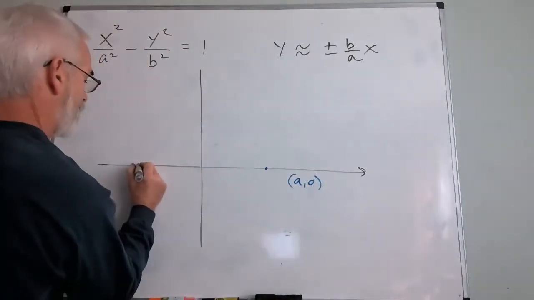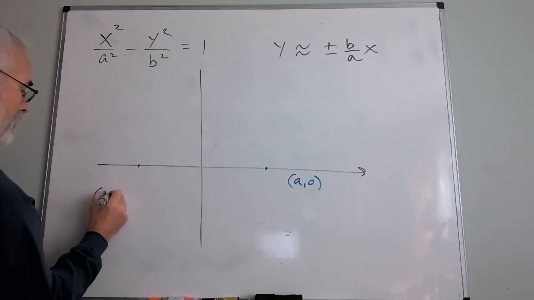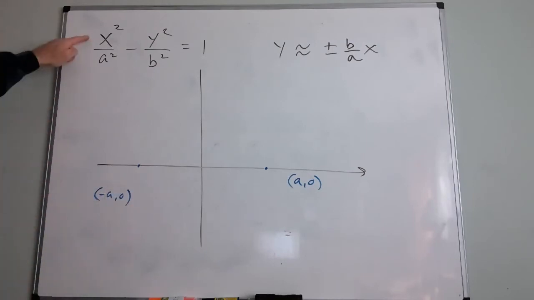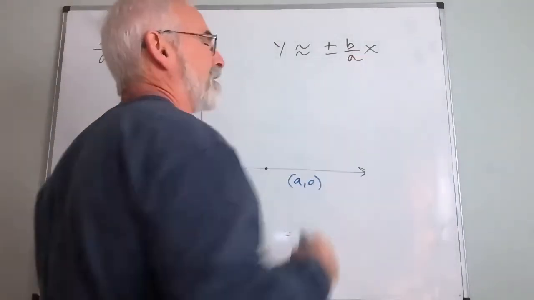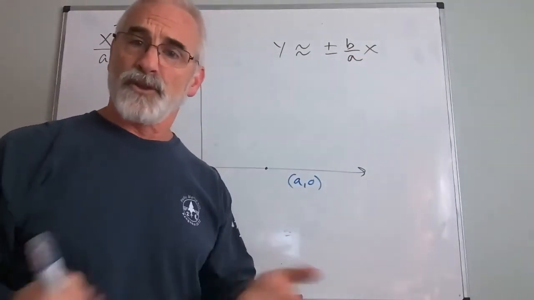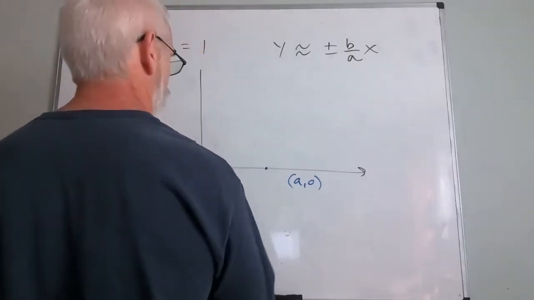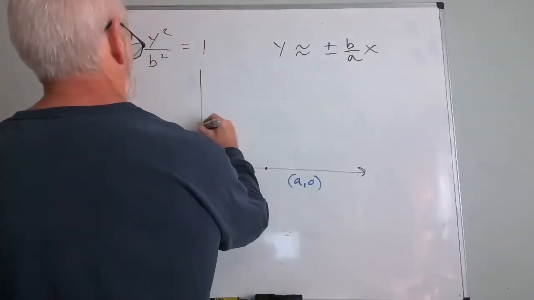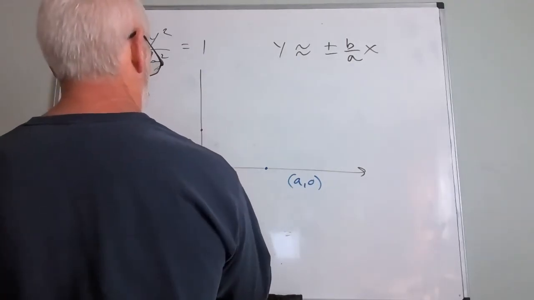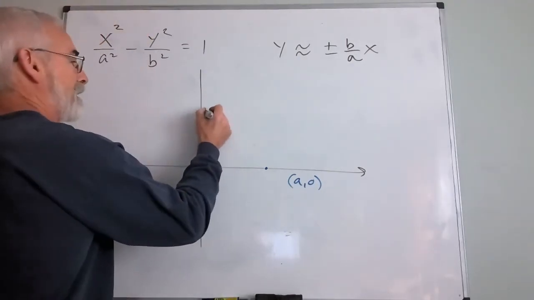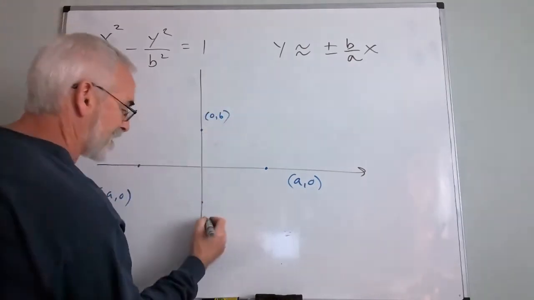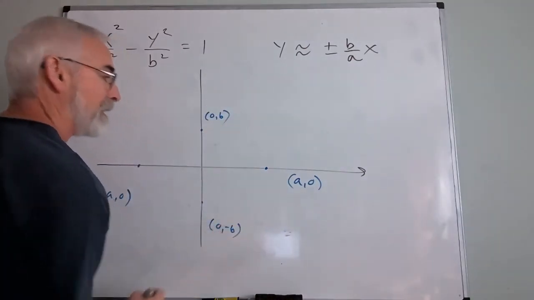I know these two points are on my graph: a comma 0. Now, what is this? Those are two lines that are passing through the origin. Let's just say hypothetically that's 0, b. Doesn't matter how big b is. Let's just say that's 0, b and that's 0, negative b.